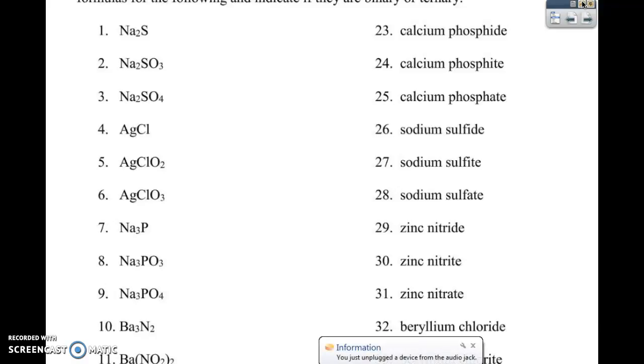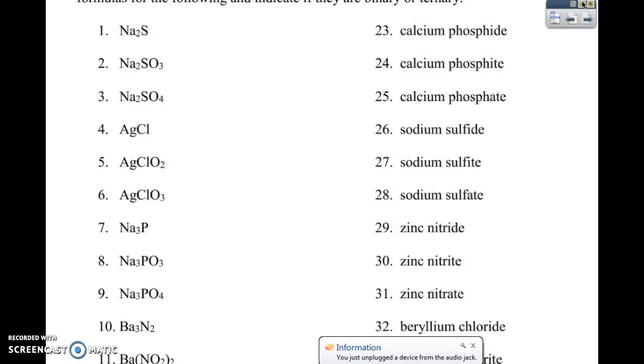So what we're looking at here, these are all ionic, so they have a large difference in electronegativity, so it tends to be a metal combined to a non-metal or something that involves a polyatomic ion, so you're going to get charges generated. So we have to pay attention to those charges.